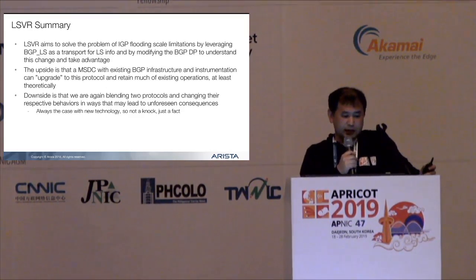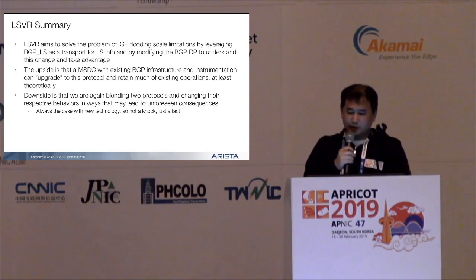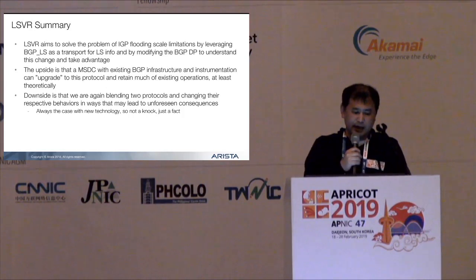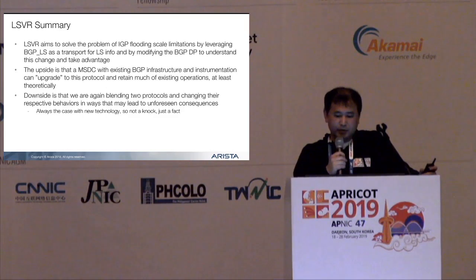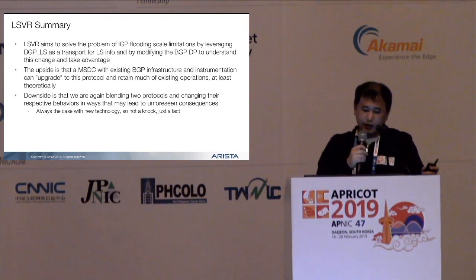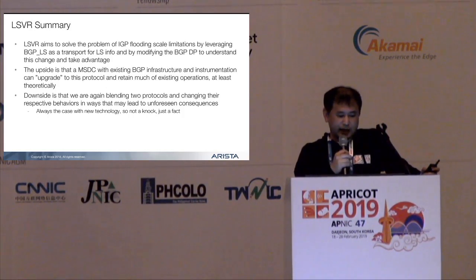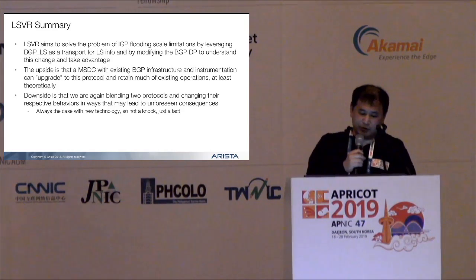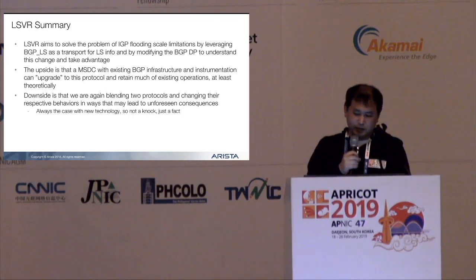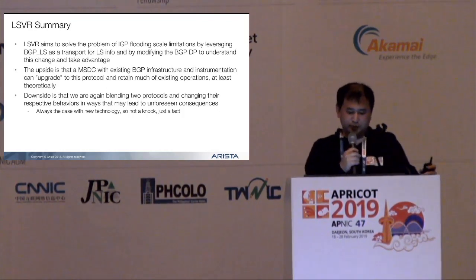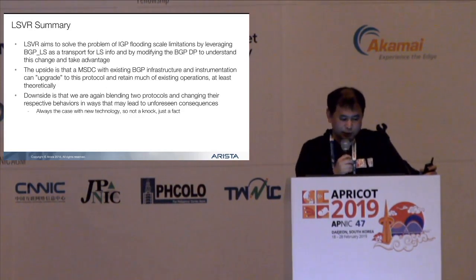LSVR summary. LSVR aims to solve the problem of the IGP flooding scale limit by leveraging BGP-LS as a transport for the link state information, and by modifying the BGP decision process to understand this change and take advantage. The upside is that massive-scale data centers with existing BGP infrastructure and instrumentation can upgrade to this protocol and retain much of the existing operation, at least theoretically.